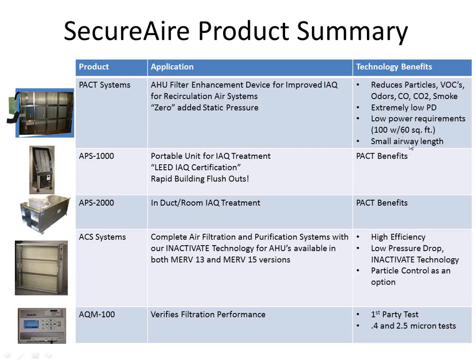Very small airway length. Even with the whole ACS system, it's only 11 inches. In 11 inches, you get a MERV 15 filter rating, you get a collider system, and you get the inactivate technology. The APS 2000 is more of an in-duct unit with a fan. Here's the ACS system, and also we have a tester, the air quality monitor, that you can test in a space.